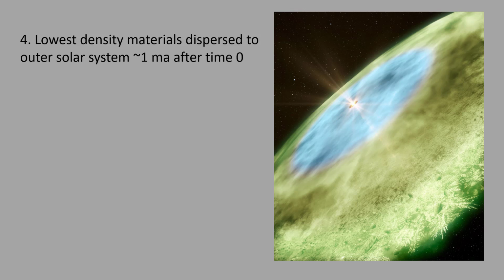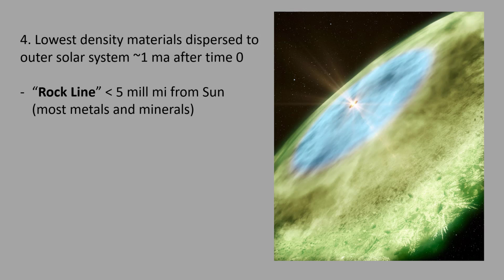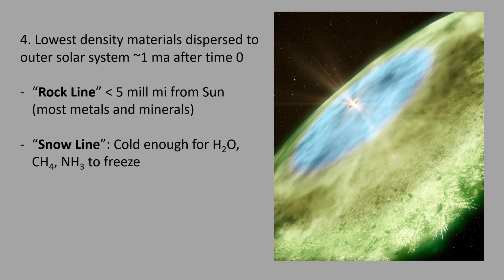The denser material, which is less than 5 million miles or so from the sun, is what's called the rock line in our solar system. Most metals and most minerals are found within the rock line, and that's primarily just a mass issue. Metals and minerals are heavier, so they're going to stay closer to that center of gravity, whereas the lower density materials like gases are going to fling out further from the center of this rotating mass.